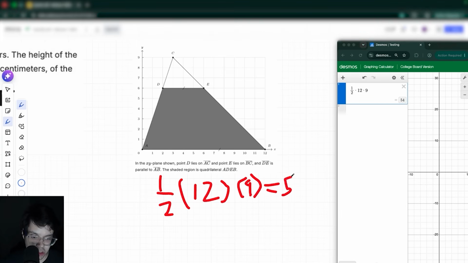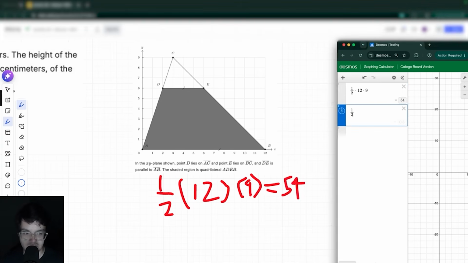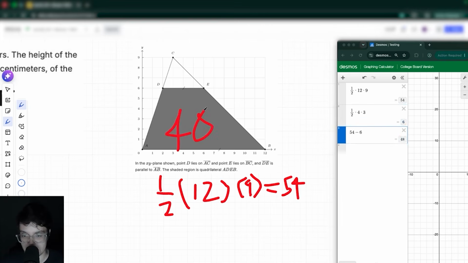Now all I need to do is find the area of the smaller triangle at the top. Similar stuff: 1/2, and then the base of that one would be 4, multiplied by the height 3, so that one is 6. Then I can just do 54 minus 6, so the answer is 48. So this shaded region must be 48 by extension.